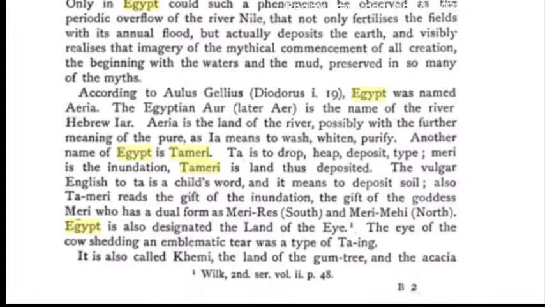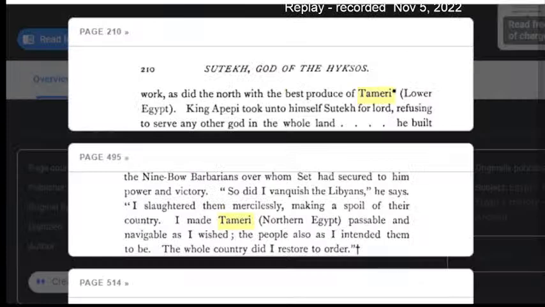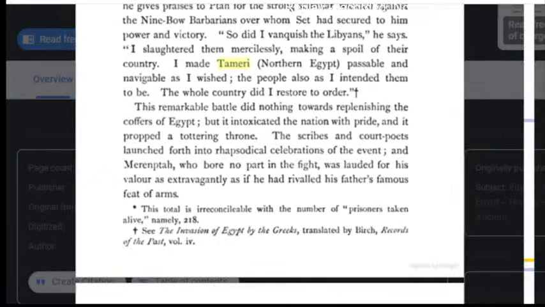Let's get another resource. Let's get another source. This is called the Book of the Beginnings. It was written by Gerald Massey in 1881. Right, it's written in 1881. So let's get that. Let's go to page 495, and blow that up.